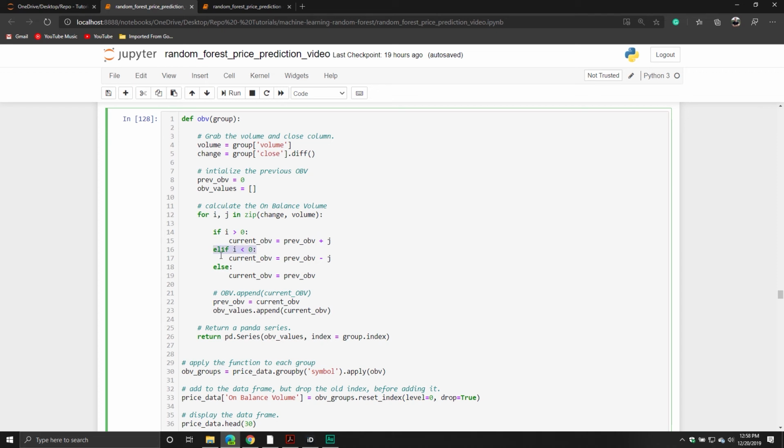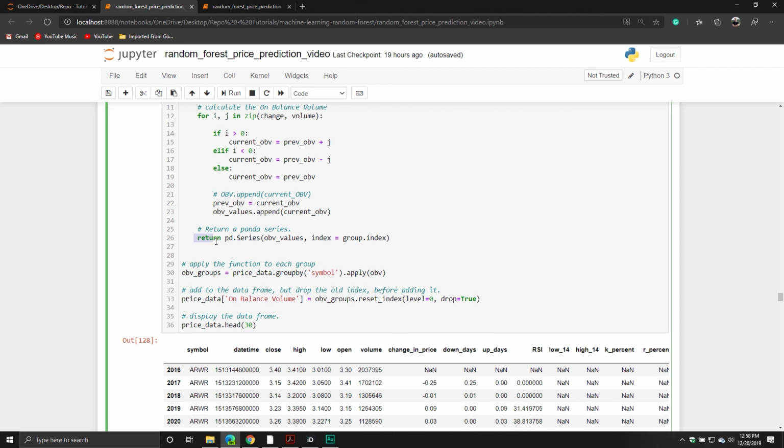And then if it's not, so basically if the change is below 0, then my current on balance volume is my previous on balance volume minus the volume. And then finally, if it's just equal, then the current equals the previous. I'm sorry, I set my old on balance volume equal to the new one, and then I take that new one and I append it to a list. The important thing is I have to make sure that I return a pandas series, because I'm basically adding in a new column, and I need to make sure that that series has an index, and so I just use the current group index in order to do that.